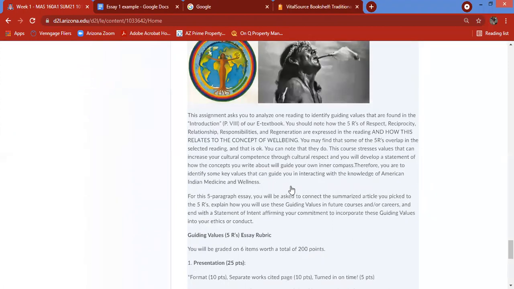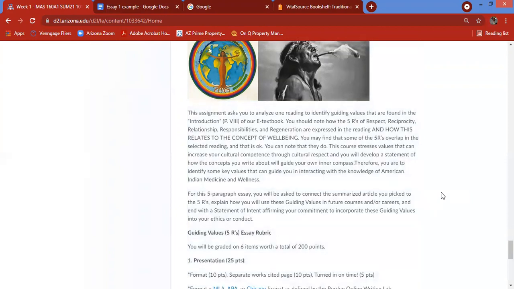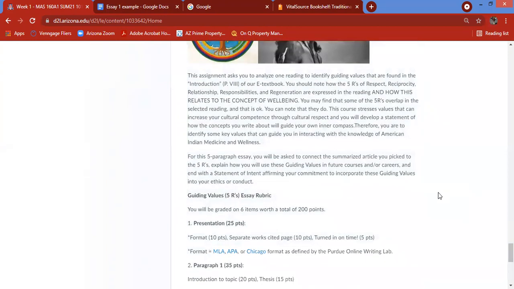The concept of this essay is really to focus on the guiding values of American Indian medicine. Dr. Gonzalez, who designed this course, identified our guiding values to be respect, reciprocity, relationship, responsibility, and regeneration. And these can be found on page viii, Roman numeral 8, of the e-textbook.